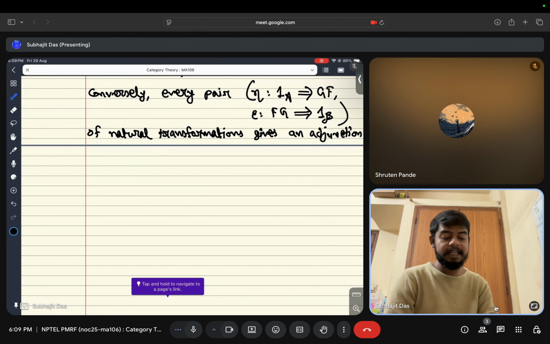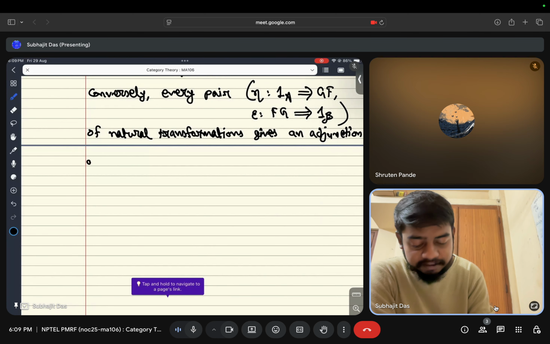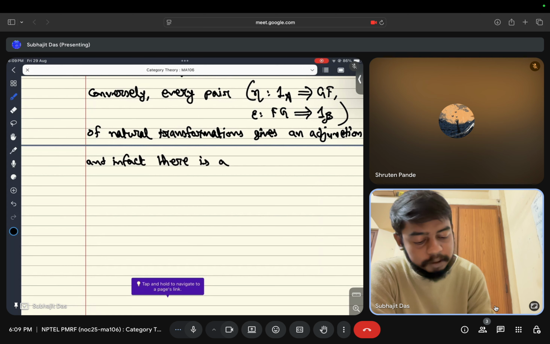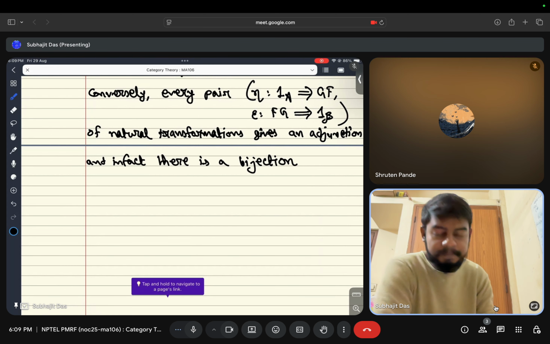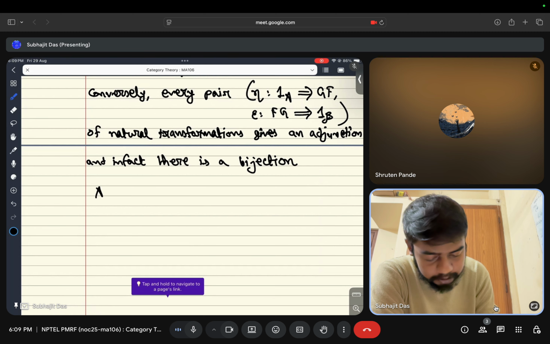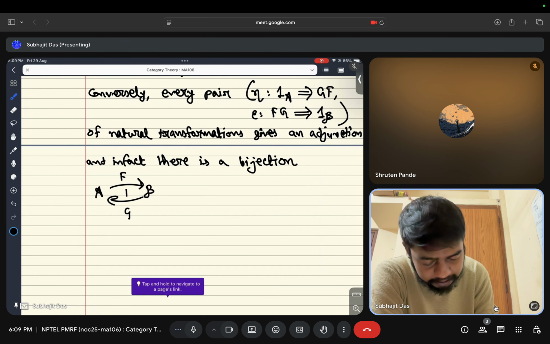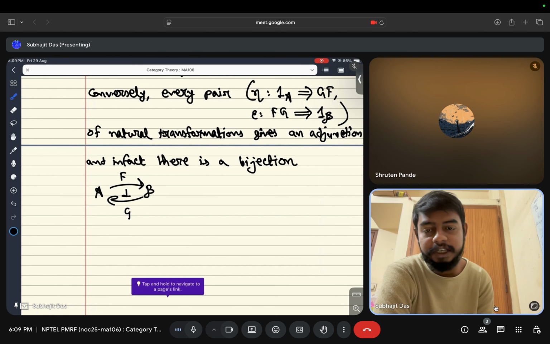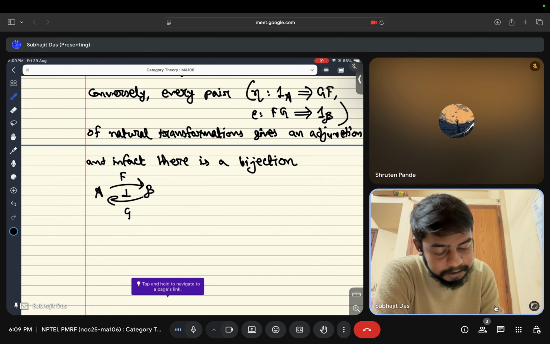In fact, there is a one-to-one correspondence, a bijection, between an adjunction between two functors F and G, with F being on the left and G on the right, and pairs eta from 1A into GF and epsilon from FG into 1B.